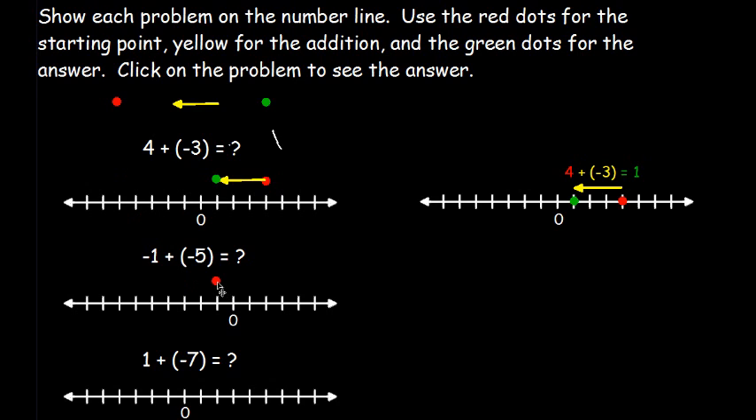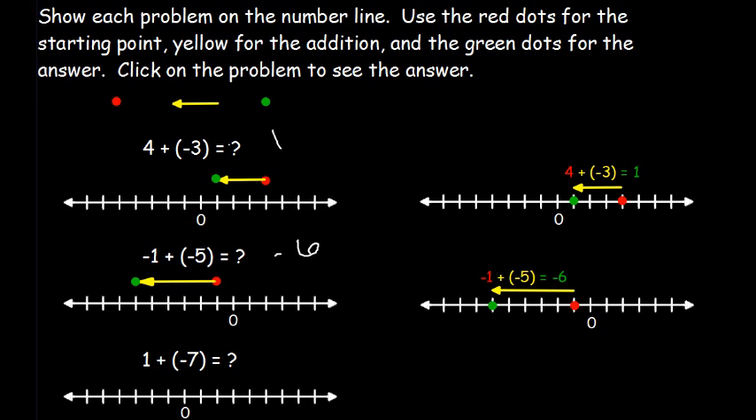So we're going to start right here. I'm adding a negative, so that means I'm going to move to the left. And since it was a 5, that means we're going 5 to the left. So we're just going to count that. 1, 2, 3, 4, 5. And I'll put my green dot down here. So now we're going to count. 1, 2, 3, 4, 5, 6. We're ending at -6, so that's what I'm going to say my answer is.